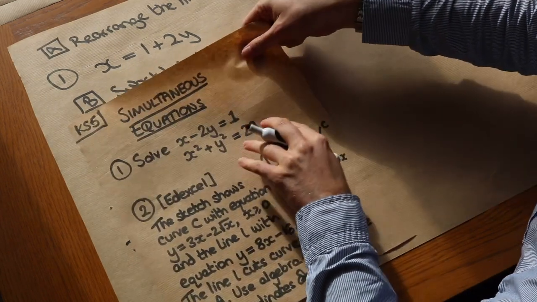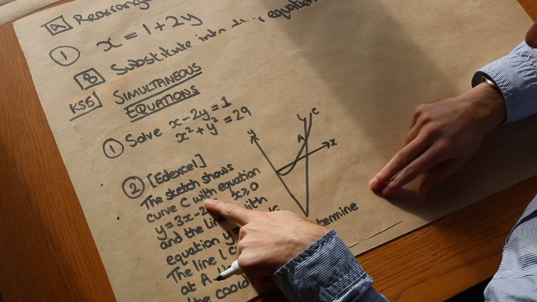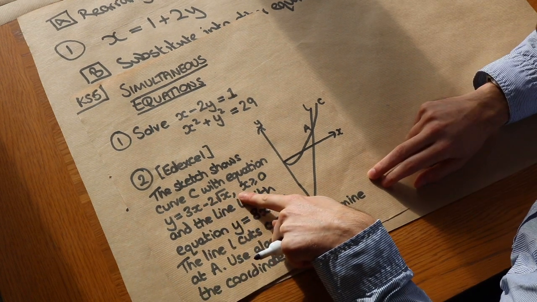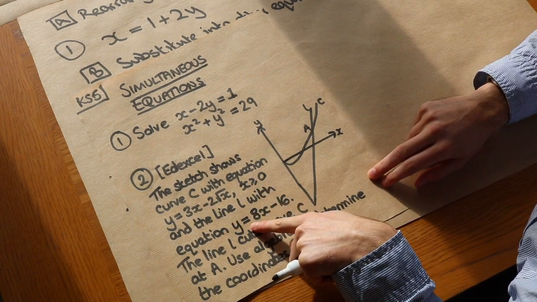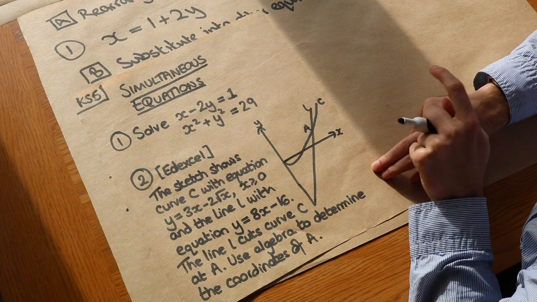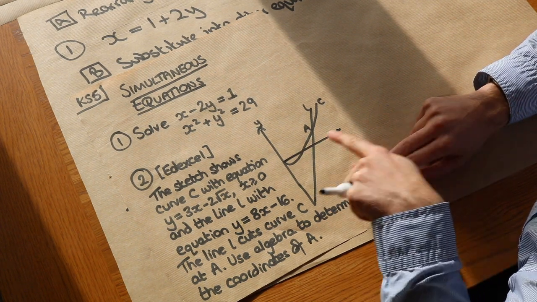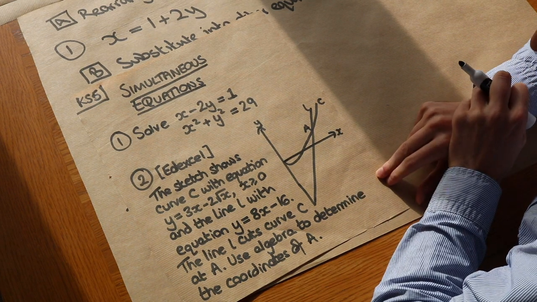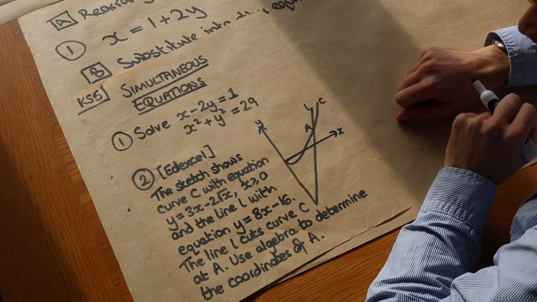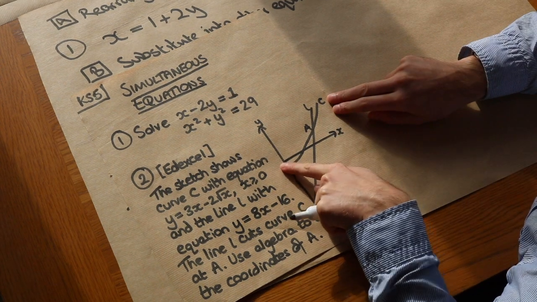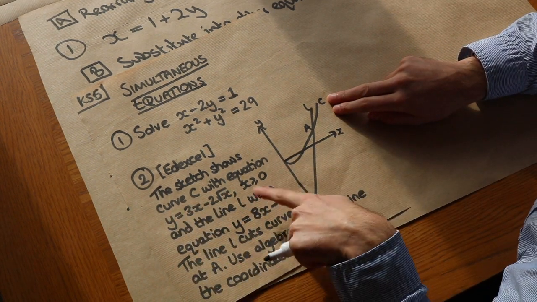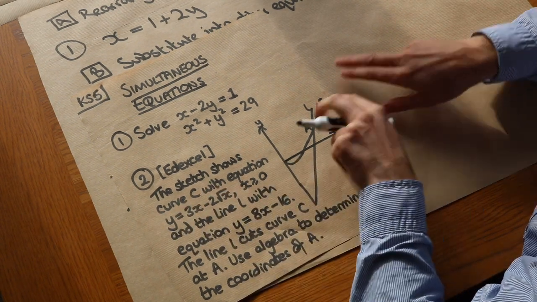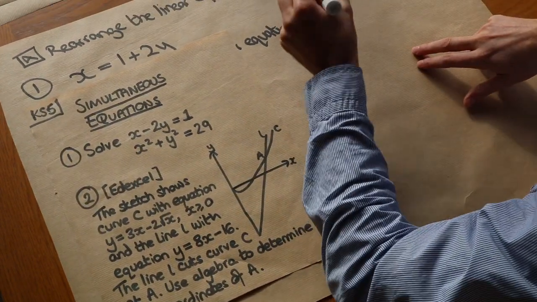Now this second question is a bit more difficult. So the sketch shows curve C, that's the curve, with equation y equals 3x minus 2 root x, and the line L with equation y equals 8x minus 16, so that one there. The line L cuts the curve at the point A, so that point of intersection. Use algebra to determine the coordinates of A. Now do you remember that when you draw the line associated with each of these equations, then the point of intersection is basically the solution to these simultaneous equations. So we just need to solve these simultaneously.